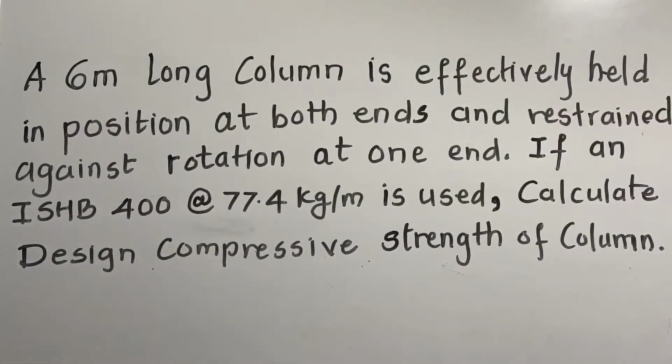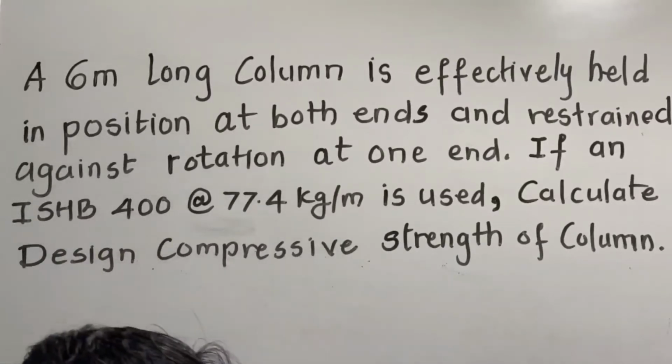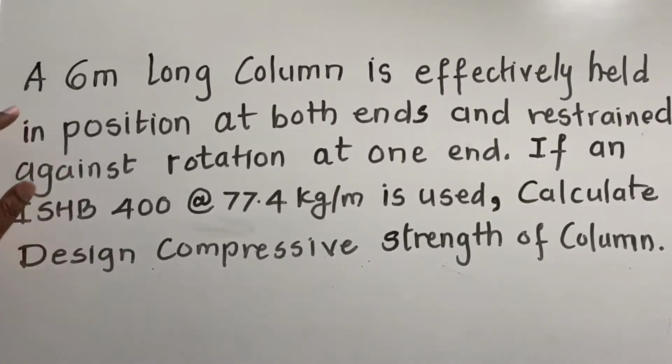Today we will solve the numerical on column of I section ISHB 400. We have to calculate the design strength of this particular section. So we will read the numerical.